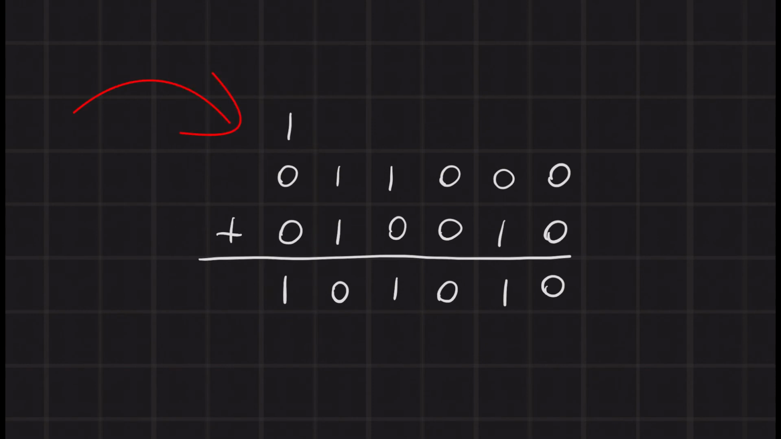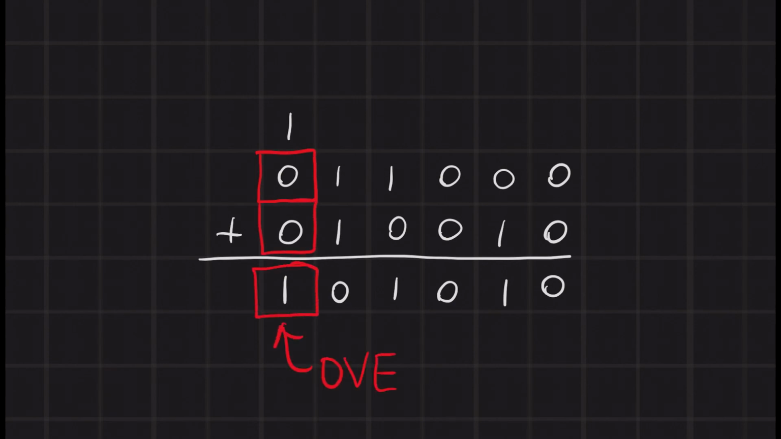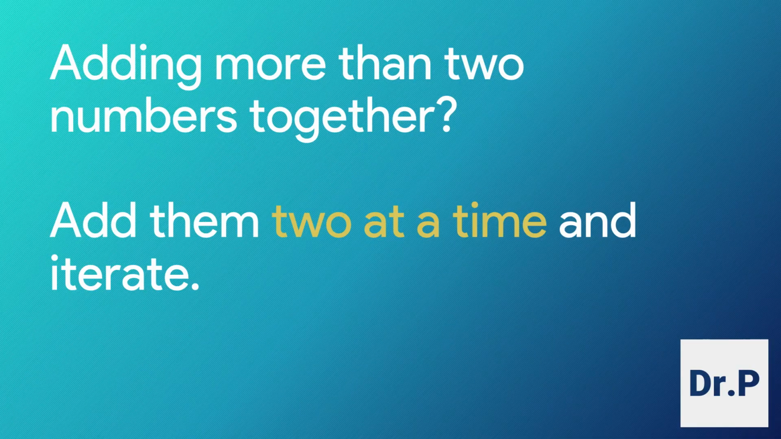See how there was no final carry out? But we got an overflow. Carries have nothing to do with overflow. This overflowed because we added a positive number to a positive number and got a negative result. Sign is everything.